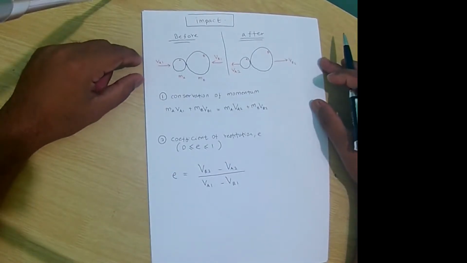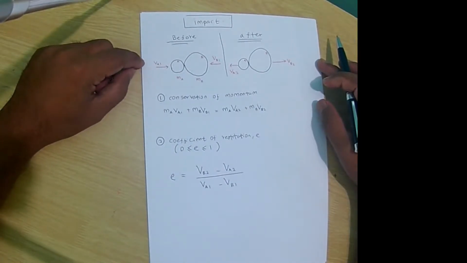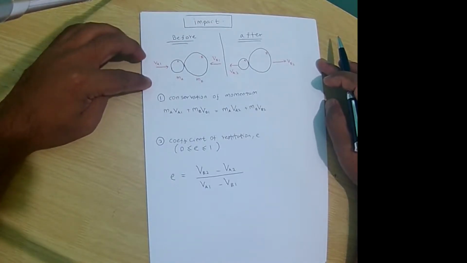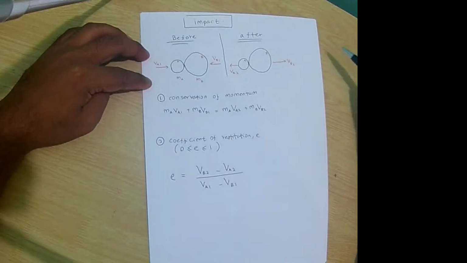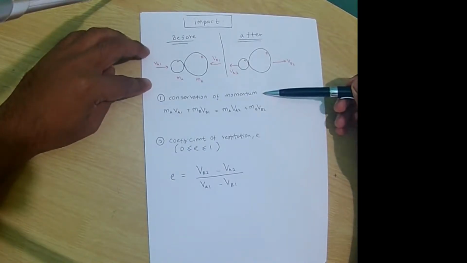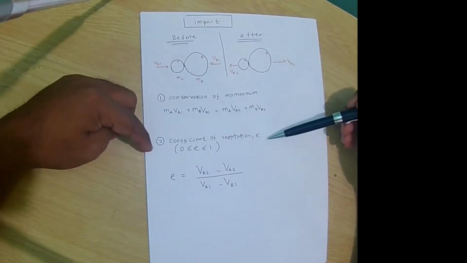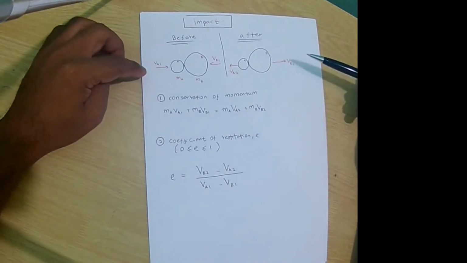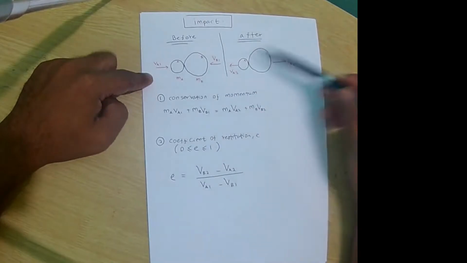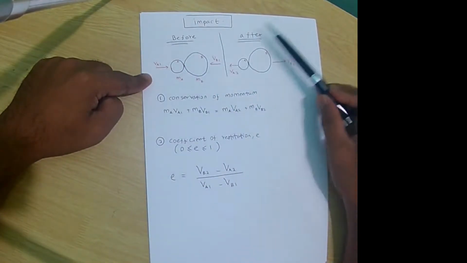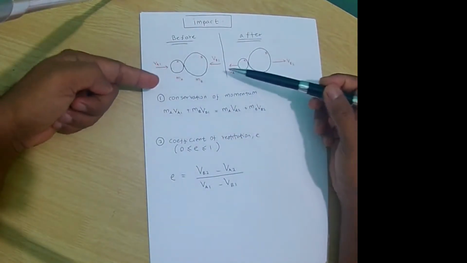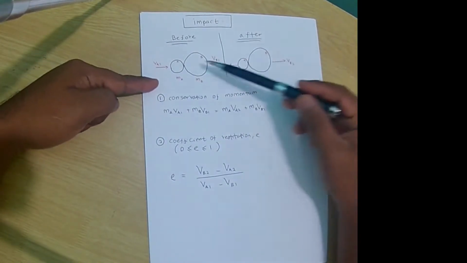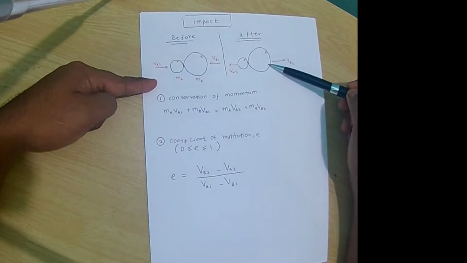In order to solve and analyze problems involving impact, we have to use these two equations: conservation of momentum and also the coefficient of restitution. Okay, so consider this condition. Before and after impact, we have two balls, A and B, that hit each other. This is just before impact, and this one is after impact.